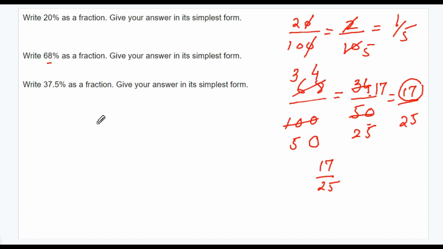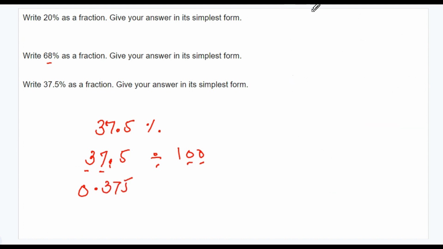Whenever you need to simplify, for example, write 37.5% as a fraction. What is this? It means you need to divide it by 100. We already have a decimal here, so we need to move the decimal backward. When you move your decimal from right to left, it will become 0.375, right? We are left with 0.375. Okay, so now we need to change it into a fraction.